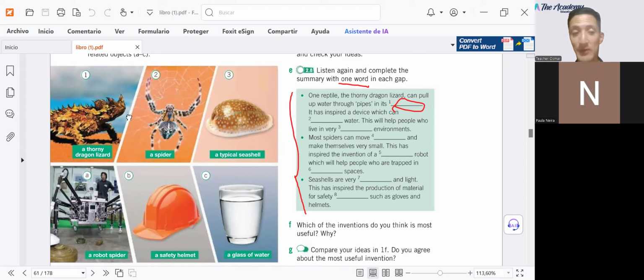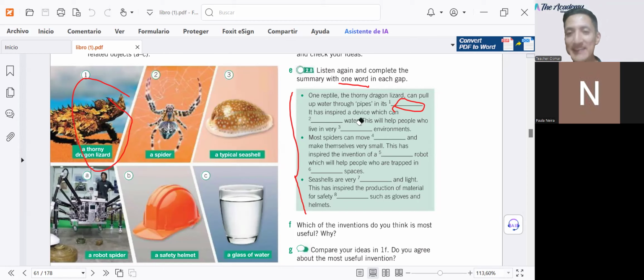So tell me, Paula, easy or difficult? So, teacher. For example, talking about the thorny dragon lizard, they were talking about pipes. What are pipes? Escamas. Yeah, actually scales, no. In the skin, they have pipes, como tuberías, pipes.